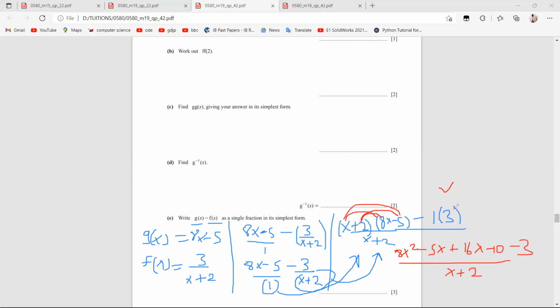So we are ending up with an algebraic fraction, which is 8x squared. What is minus 5x plus 16x? Quick in the calculator, we'll get positive 11x. And then minus 10 minus 3 is minus 13. And all this is over x plus 2, okay? So that's it, guys. That is the answer to the question.